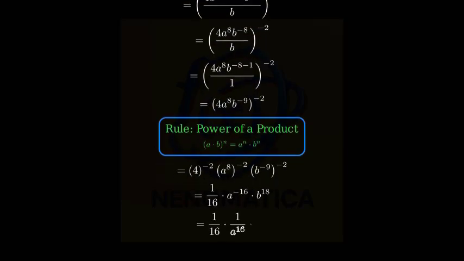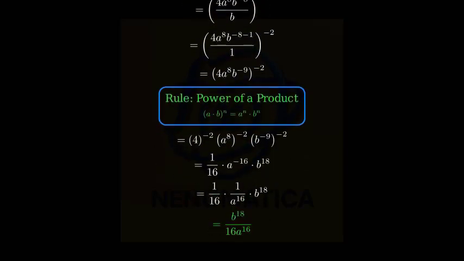Using the negative exponent rule, for a to the negative 16, we get 1 over a to the 16th power. So our final answer is b to the 18th power divided by 16 times a to the 16th power.